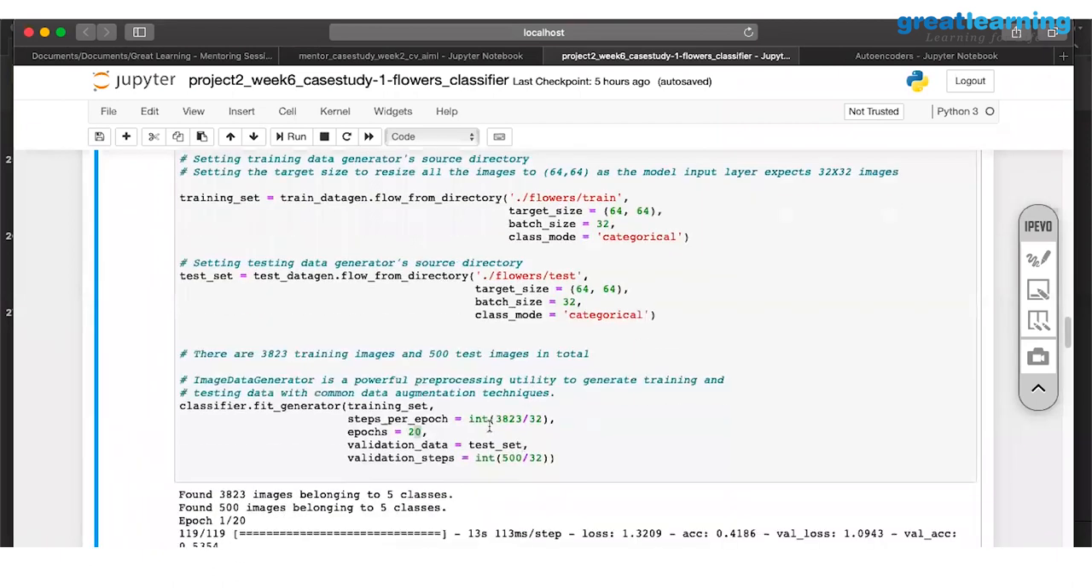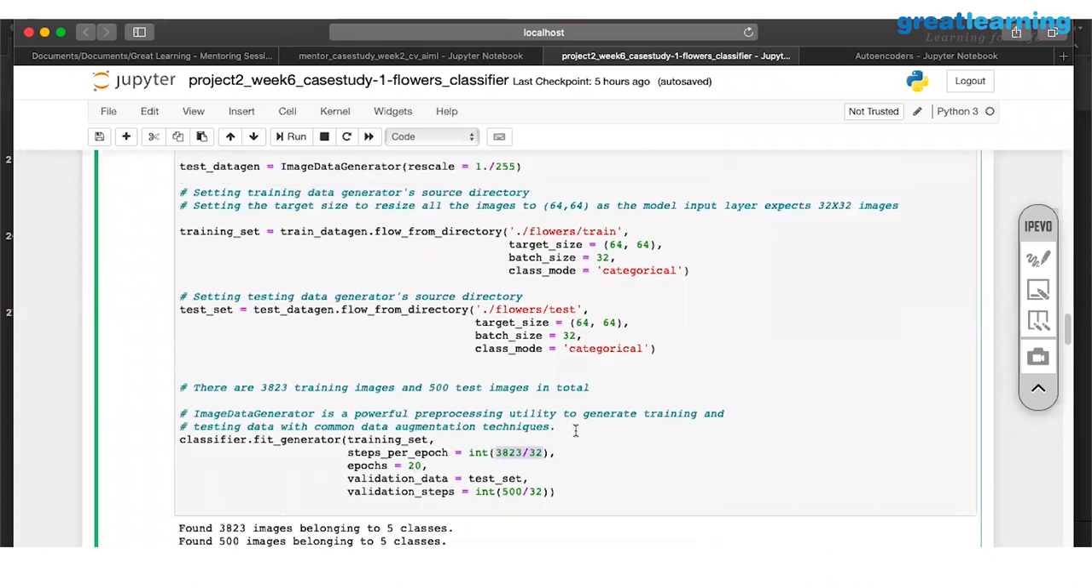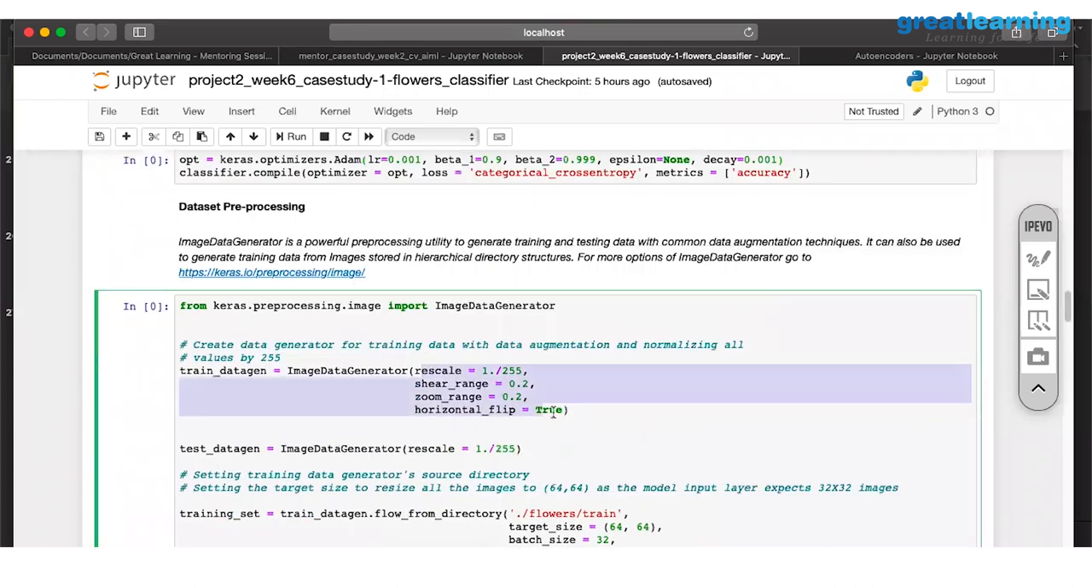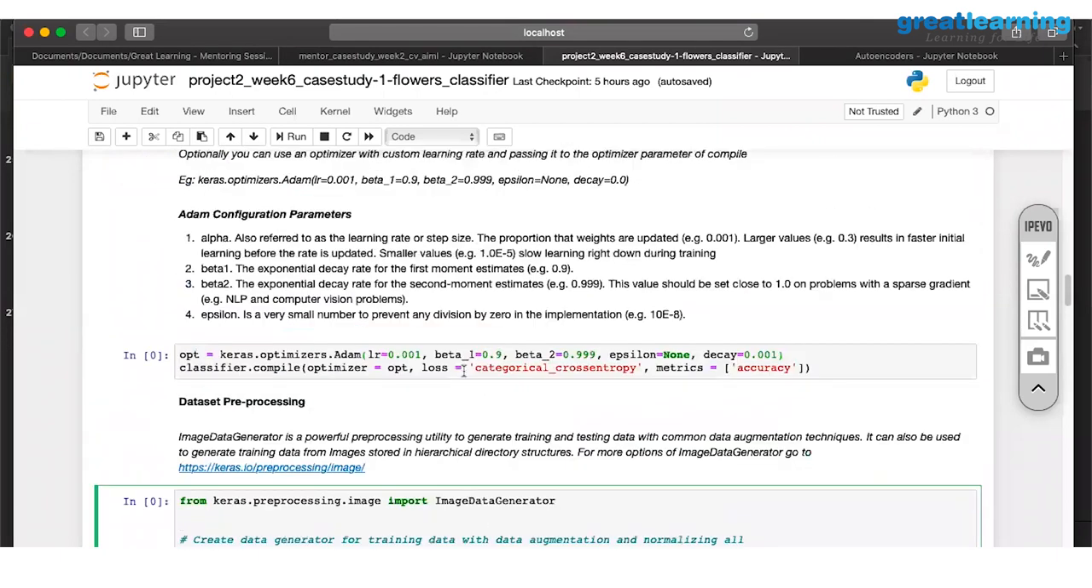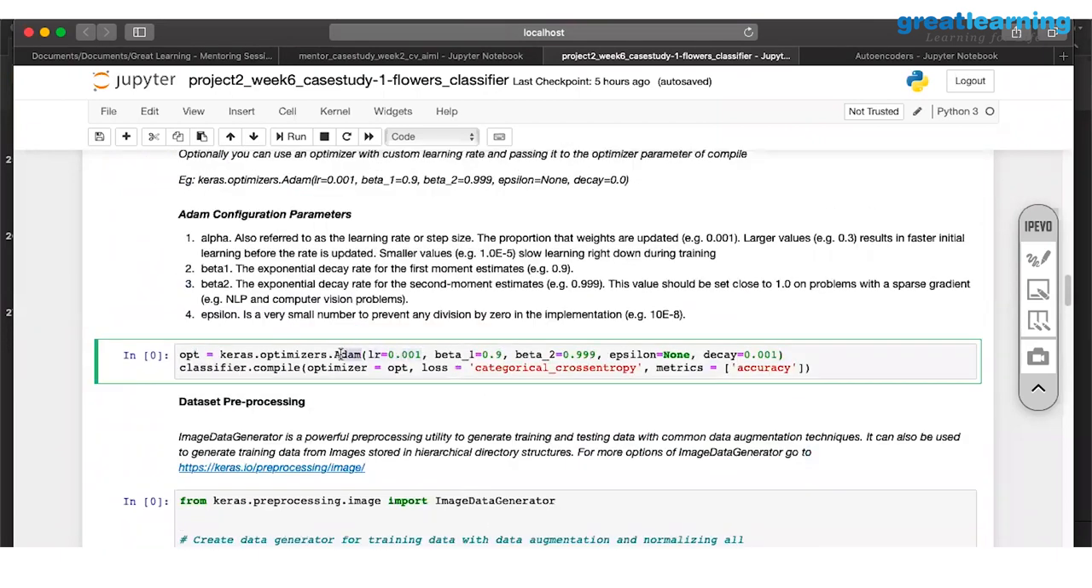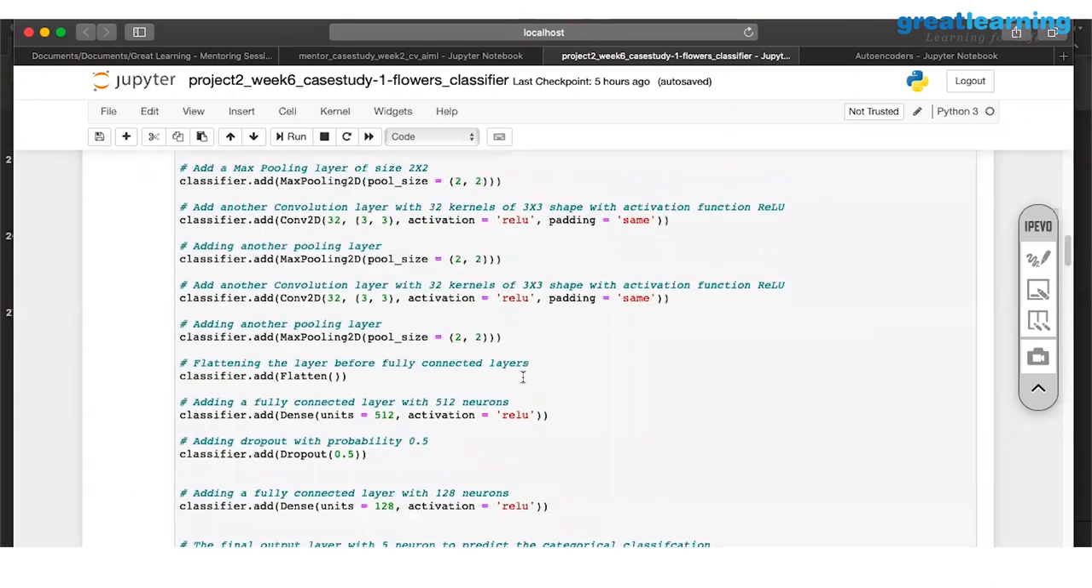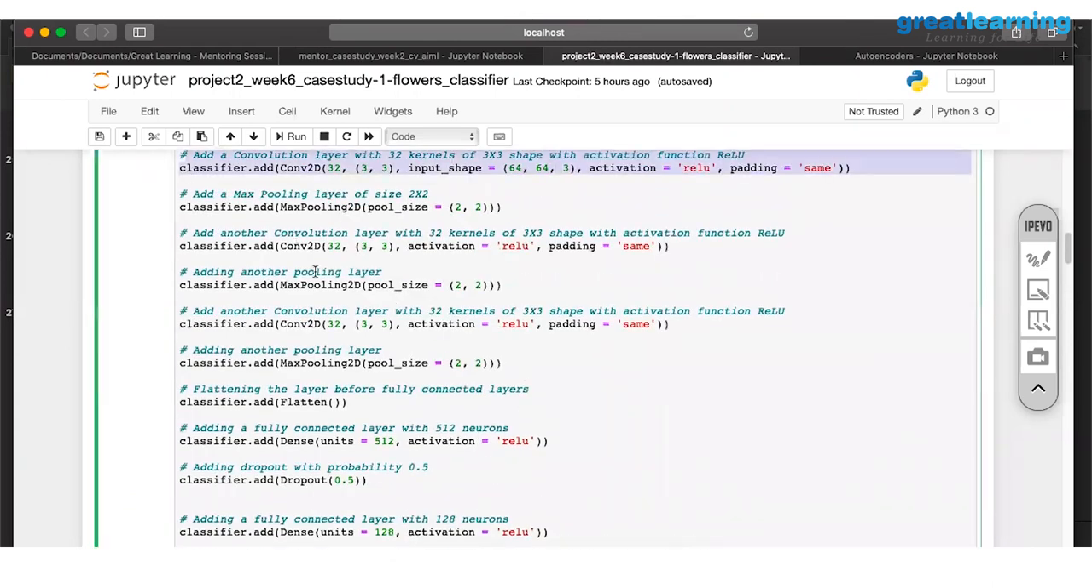The first reason could be the way we have chosen the steps, but this is the only way to do it. Second could be we have done too much augmentation, might be, so that we are not able to find some pattern. Third one could be our learning rate and the optimizer. And the most important reason could be the CNN layers that we have made.